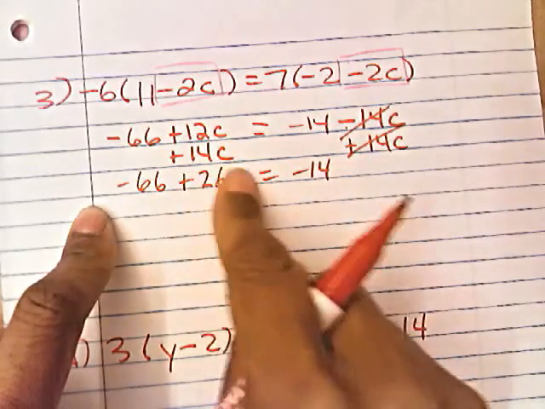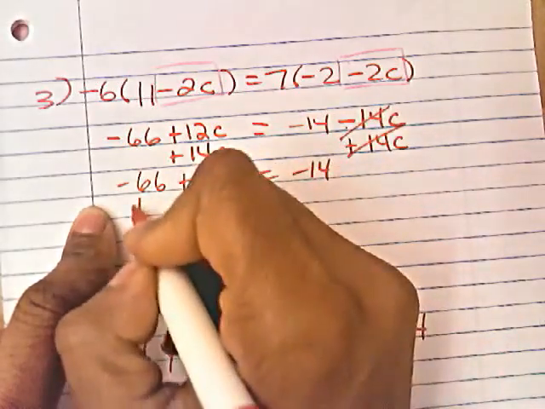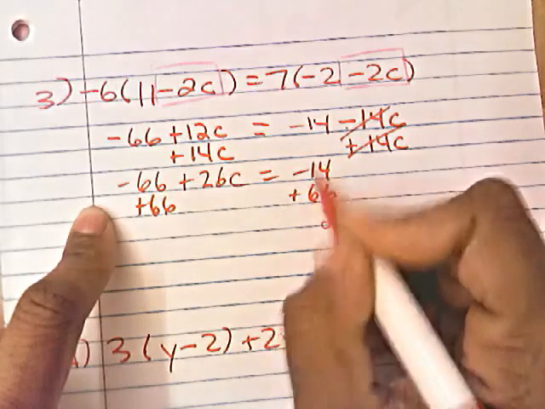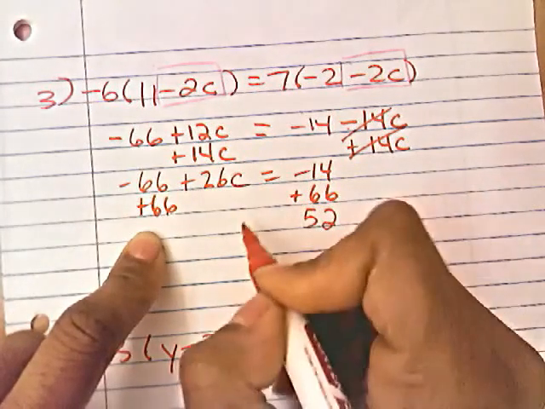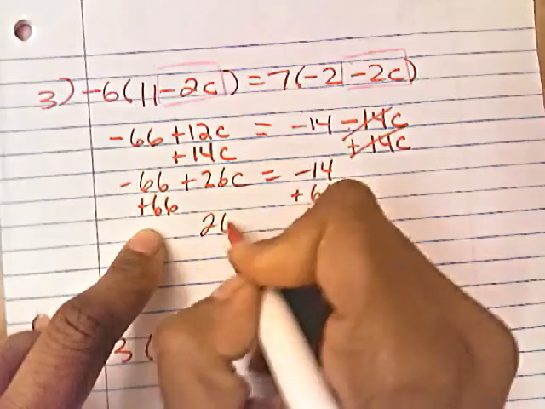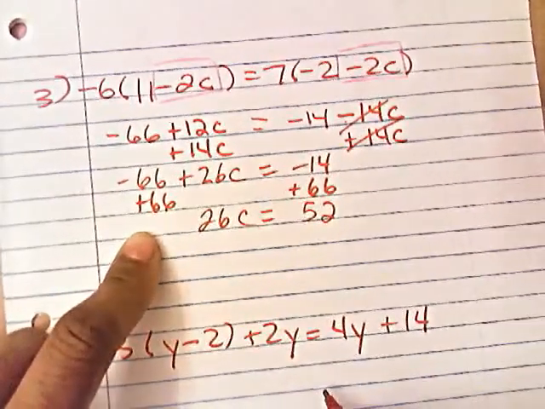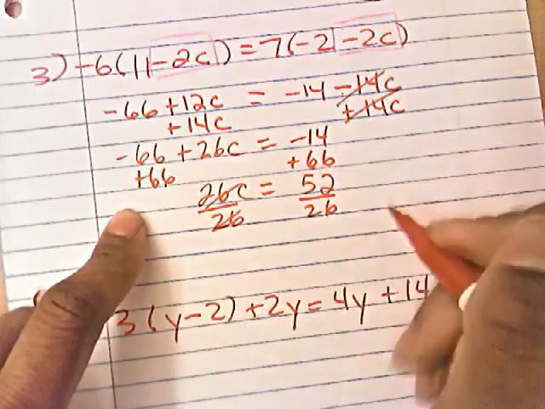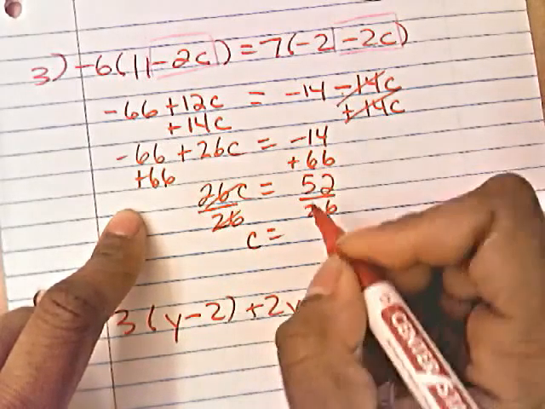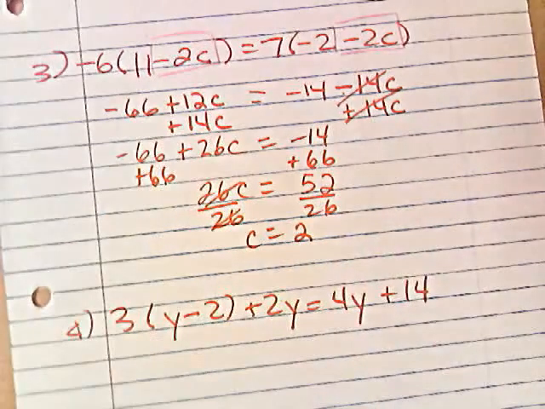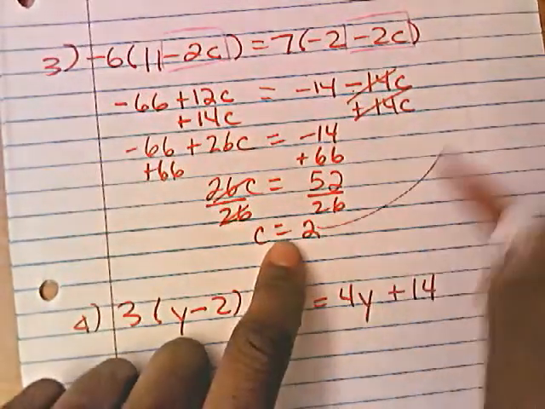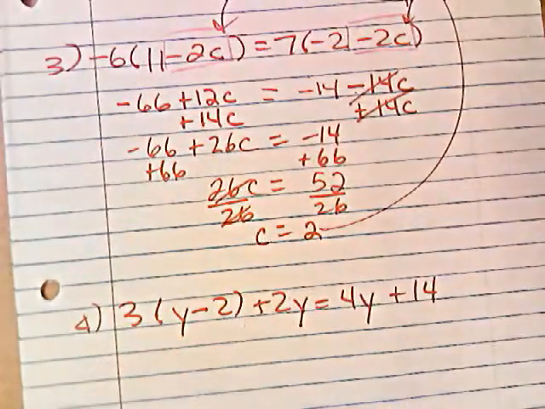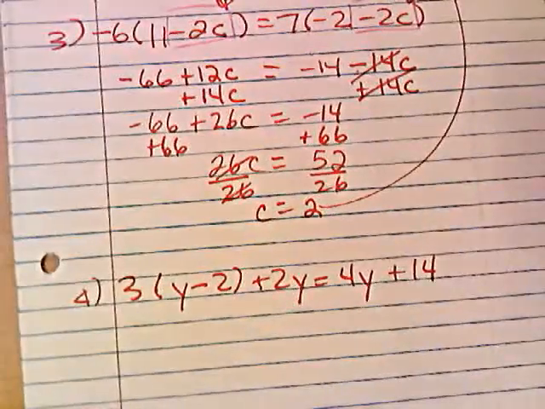I'm trying to get C all by itself, so I've got to bring that over here. I'm going to add 66 to both sides, and that's going to leave me with 52 equals 26C, okay? And then I'm going to divide both sides by 26. And when I put that in my calculator, C is going to end up being 2. Okay? And you can plug that back into here and here, multiply that all out, and they should equal each other. I'm not going to do that because my time's running out.